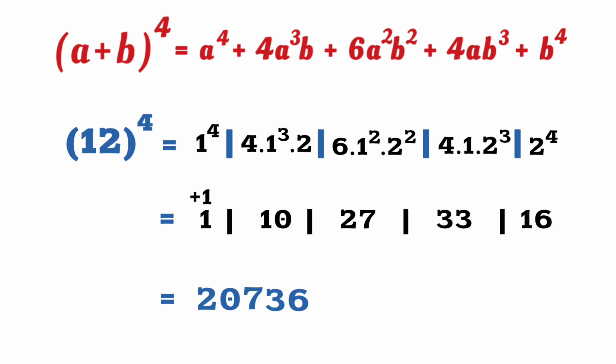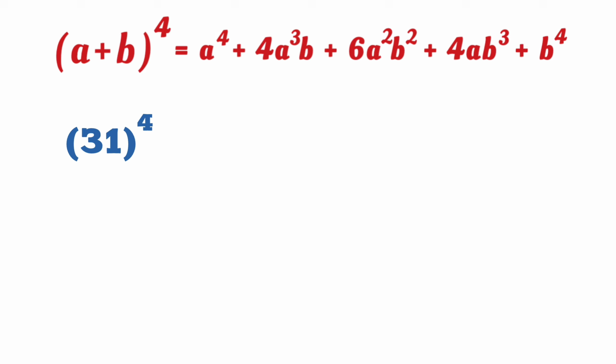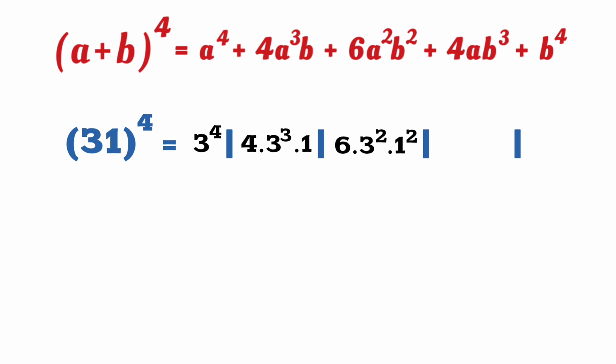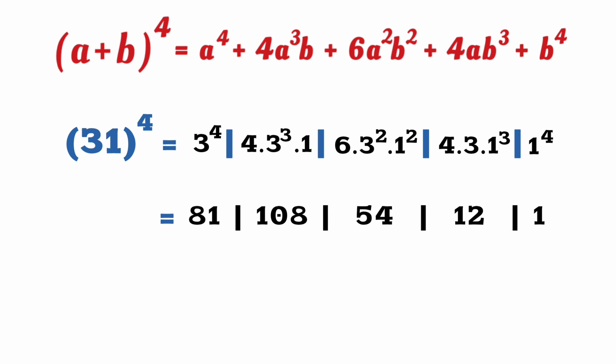Let's solve for one more example and you'll never forget this. 31 raised to the power 4, A 3, B 1. Draw 4 lines. In the first box, 3 raised to the power 4. Next, 4 into 3 cube into 1. 6 into 3 square into 1 square. 4 into 3 into 1 cube. 1 raised to the power 4. This becomes 81, 108, 54, 12, 1.